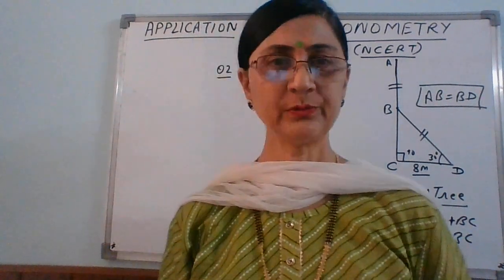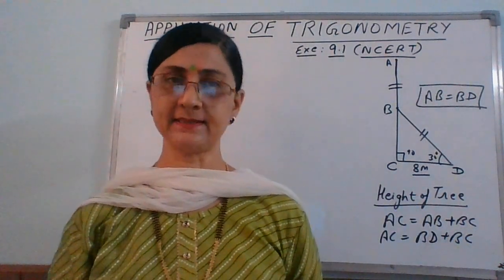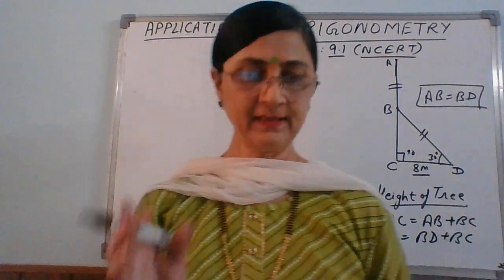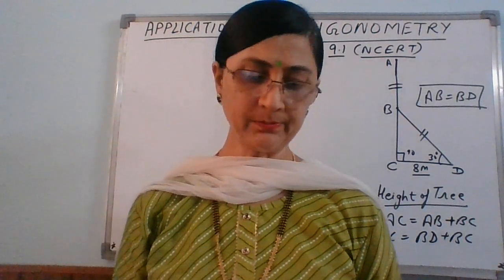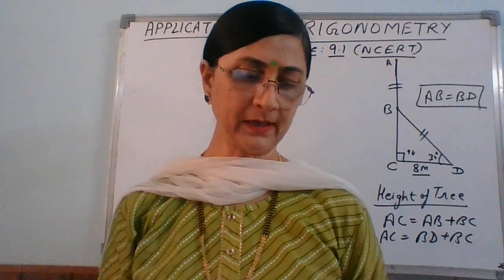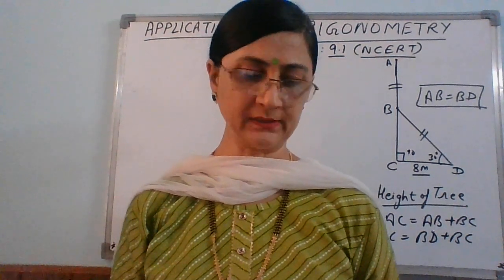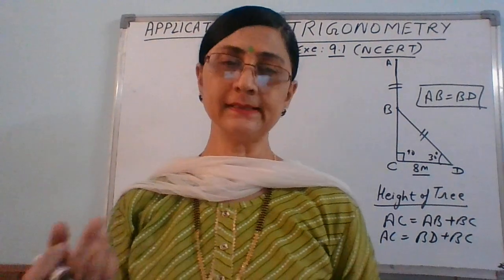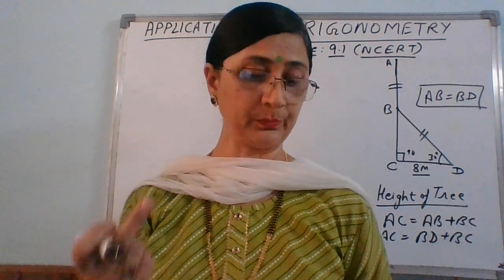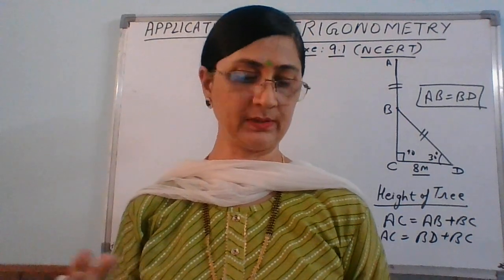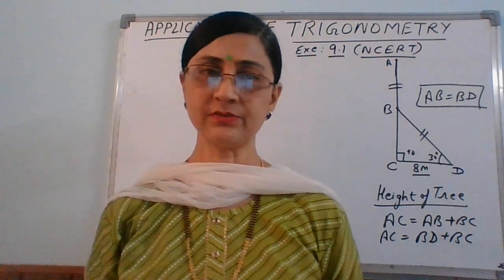Okay, students, now we'll do the second question of exercise 9.1 NCERT. Right? So I'll read the question. You can see the book. A tree breaks due to storm and the broken part bends so that the top of the tree touches the ground, making an angle of 30 degrees with it. The distance between the foot of the tree to the point where the top touches the ground is 8 meters. Find the height of the tree, right?